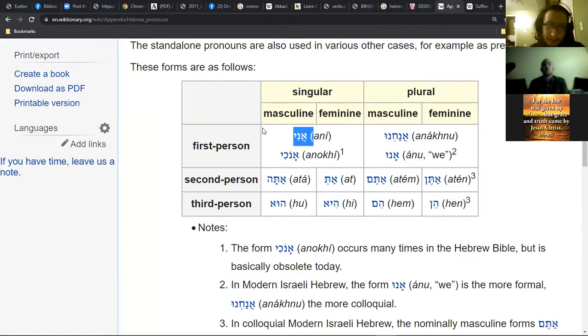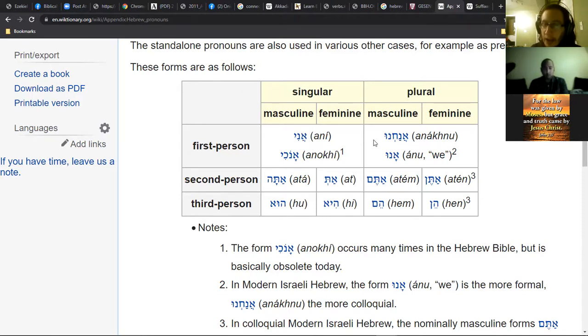So you don't need to say I. But the subject I is used in an initial reference. So if you're saying initially I, then you would use the pronoun. And if you want to emphasize that you are the one saying it, you say I. And anki used to be originally the pronoun you used for I, but it became ani.